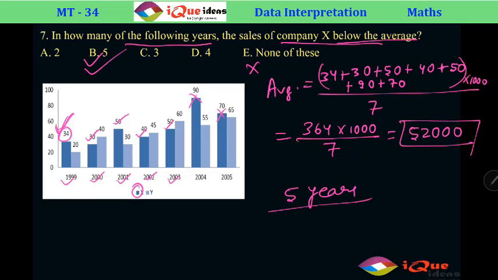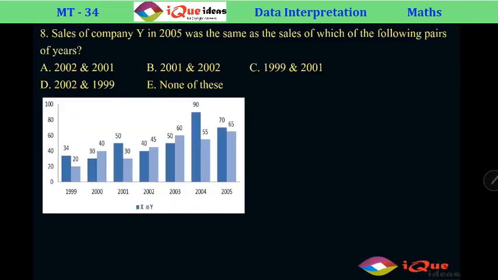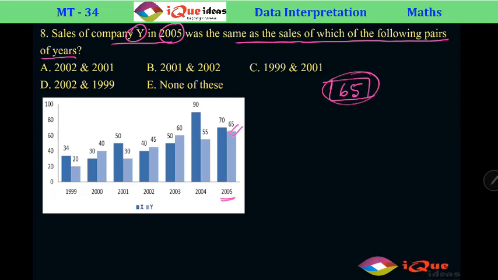All right, now let's take up the next question. Now this one is a very simple question. It says the sales of company Y in 2005 was the same as the sales of which of the following pairs of years. So for Y in 2005, that is 65, so 65,000. Now check which 2 years add up to 65.